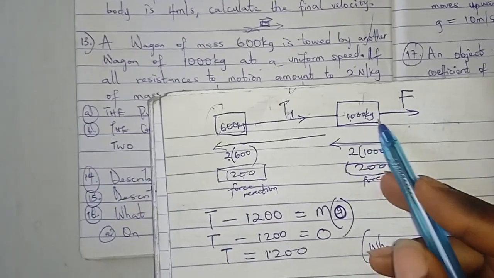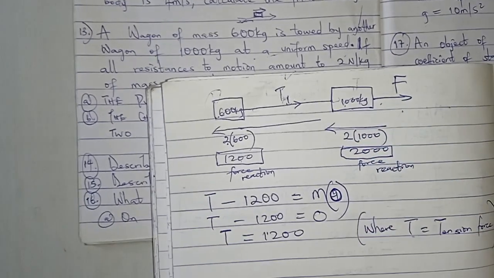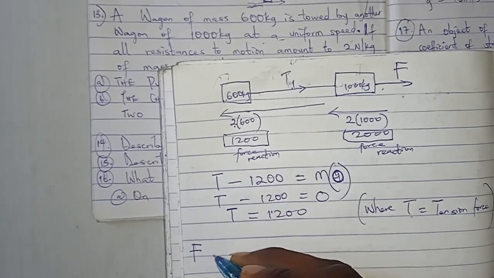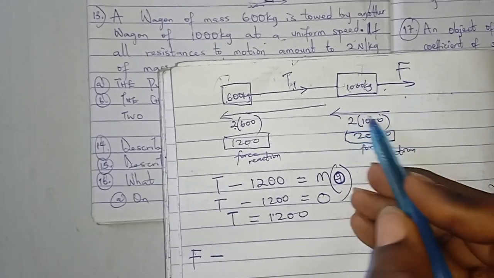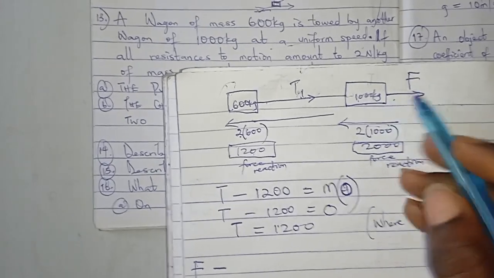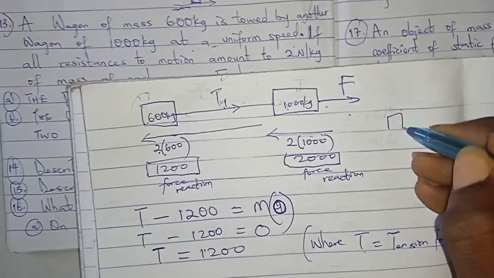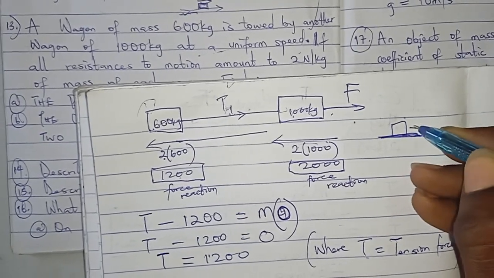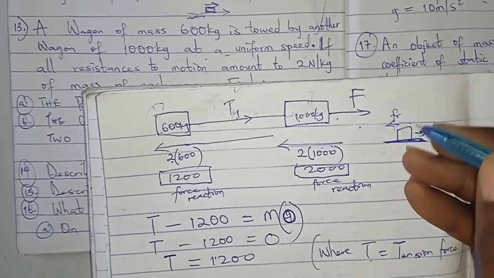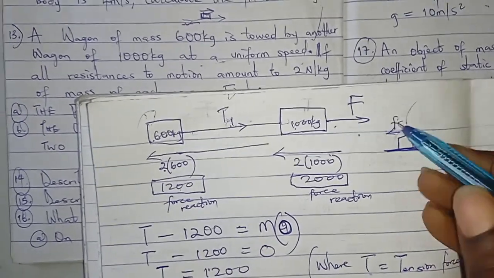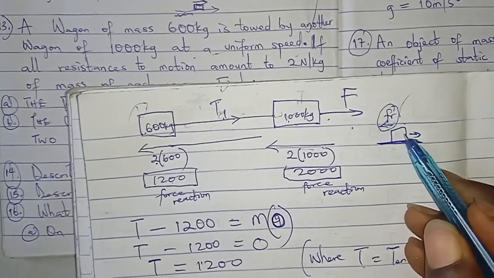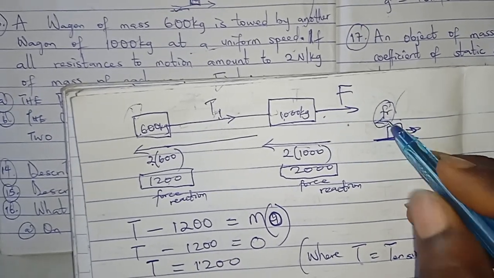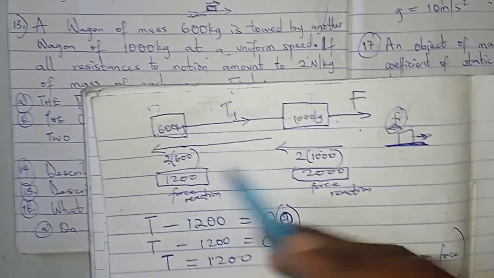Now for the second body, it's going to be the forward force minus the resistance on it. I told you that any object in horizontal movement has two forces acting on it, the forward force and frictional force. But when frictional force is not stated, if it's just one object, it will just be the forward force. But in a case where it is stated, here they stated the frictional force.